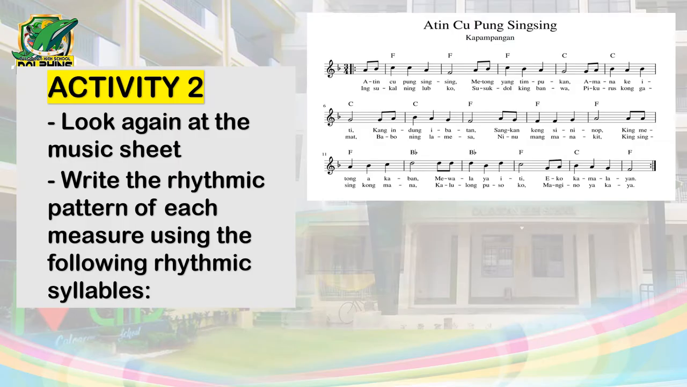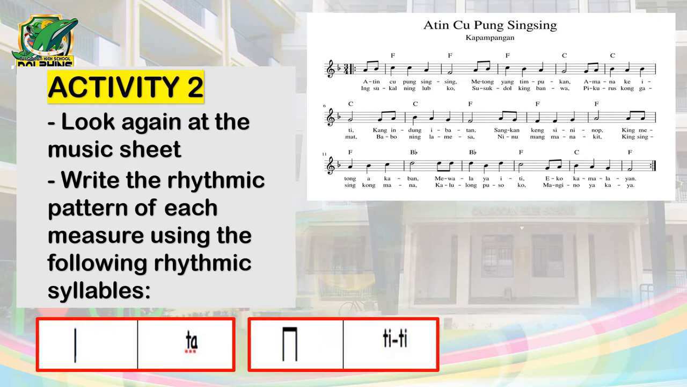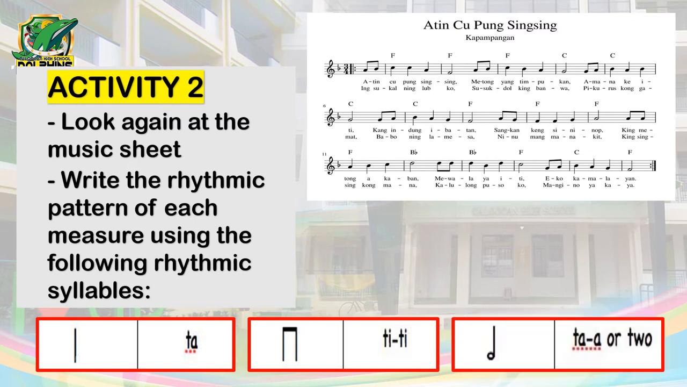For your activity 2 in music, you're going to look again at the music sheet of Atikupong Sing Sing in your module. Then, you're going to write the rhythmic pattern of each measure using the following rhythmic syllables. If it is like this, ta. Next, like this. And if it is a half note, ta-a. So, how do you do that? Here is an example. In its measure, it has 3 beats per measure.